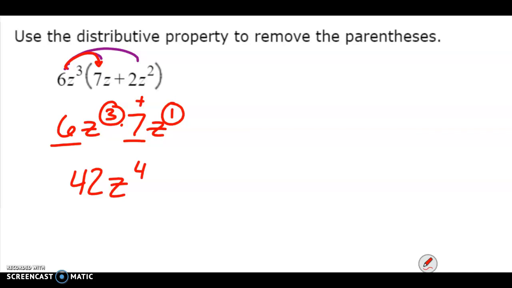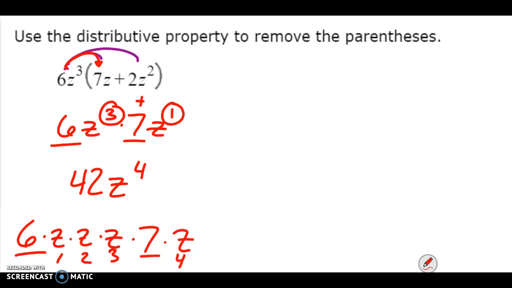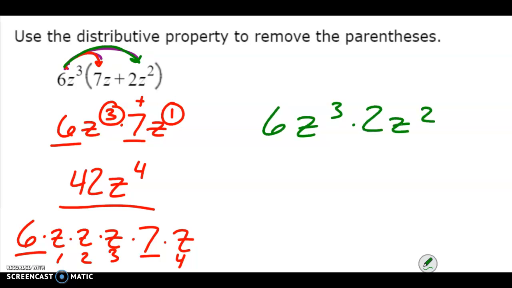And if we write that out, we'll see why. Because 6z to the third is technically 6 times z times z times z. And then times 7z is times 7 and one more z. So we have 6 times 7, which is 42, and then 1, 2, 3, 4 z terms. So that's how we end up with 42z to the fourth. The next one, 6z cubed times a 2z squared. Well, 6 times 2 is going to be 8.